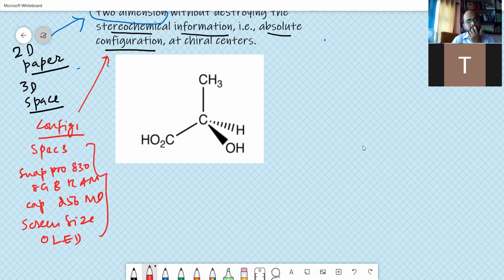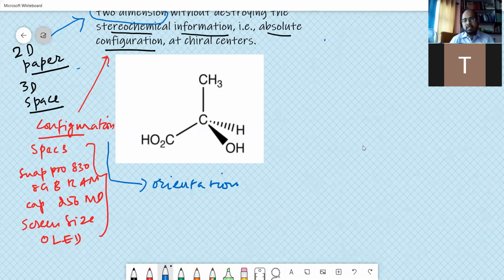Configuration actually is orientation in space. Some of the terms are very important. You just do not ignore them. You have to remember them. Okay. You get marks. Sometimes some students get full marks. Why? Because he describes the precise information.